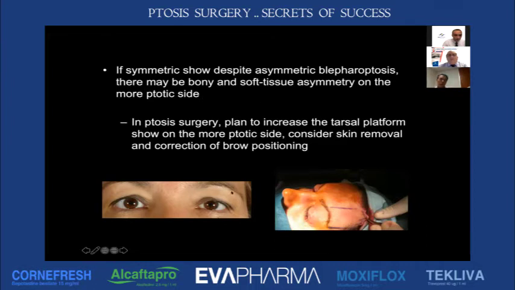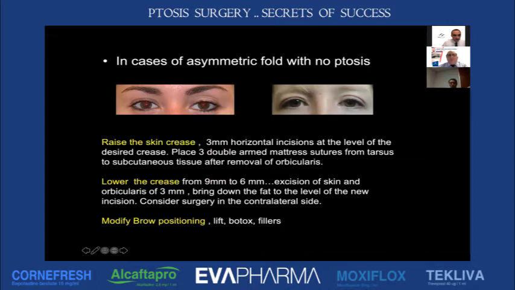In that case, when you are planning to correct the surgery on this side, the left side in the case of this patient, you have to think that the skin at this level may become redundant, and you may need to correct that, or you may need to address the position of the brow, depending on the patient. In cases where there is an asymmetric fold but with no ptosis, these are cases more difficult to correct in some cases. And you can address the skin crease by raising it.